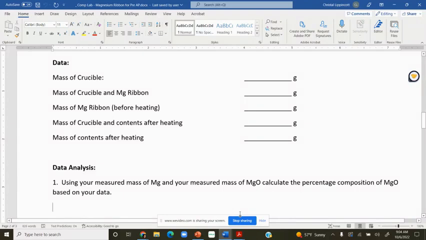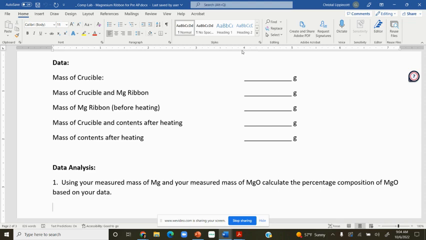So I want to talk about the lab yesterday and how you got your data for that. When you had the mass of your crucible here, okay? You had the mass of the crucible and the ribbon. So if you subtract the crucible from this value here, you're going to have the mass of the ribbon, okay?